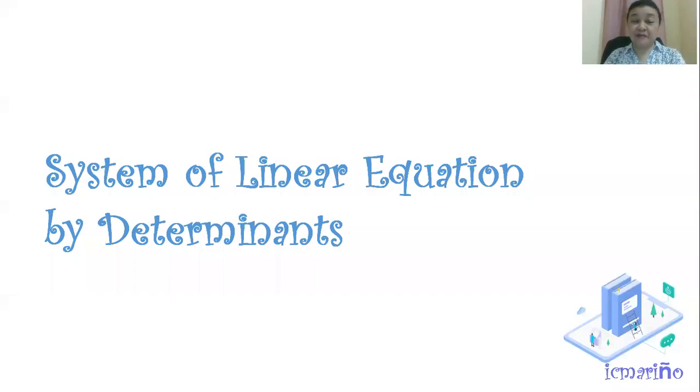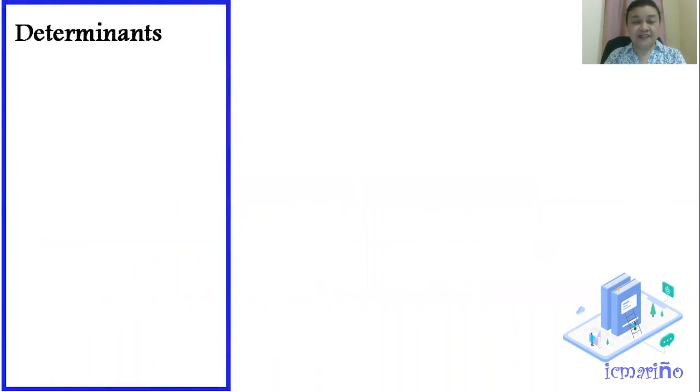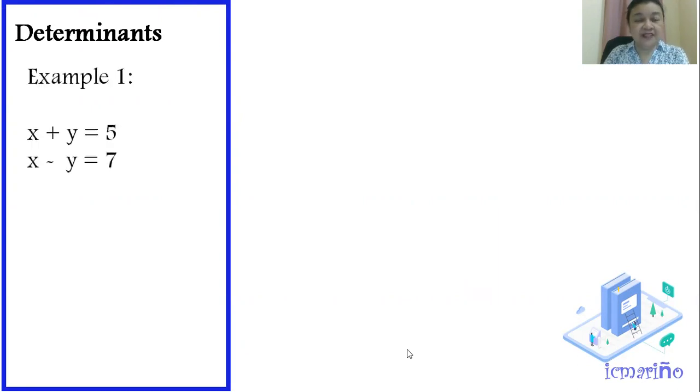Hi, we are back with system of linear equations by determinant. So we are going to continue with our x and y using the determinants. Okay, let's have an example. We have x plus y equals 5 and x minus y equals 7.